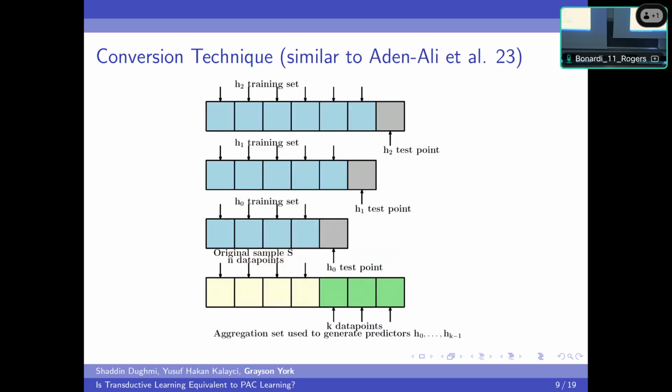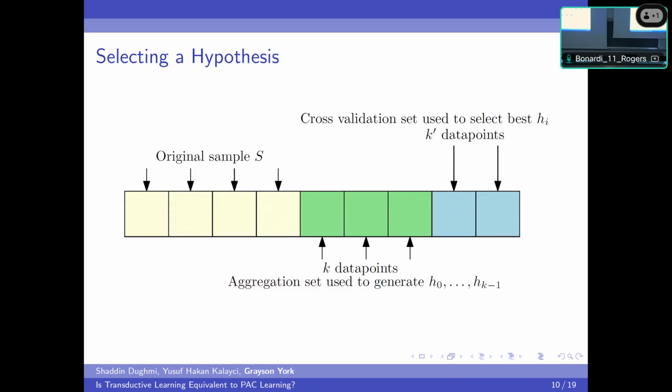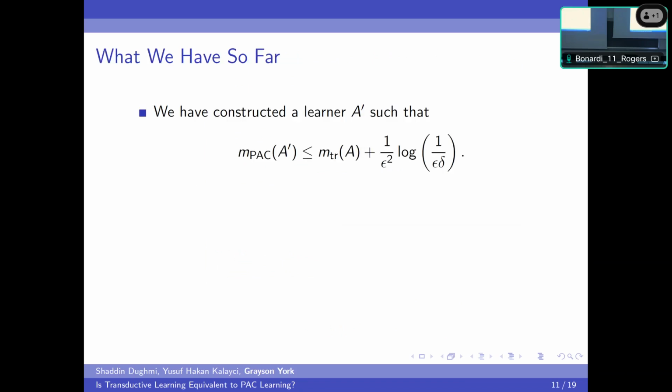This is going to give us a basket of k predictors, which we can then transform into one predictor using a small additional cross-validation set. This cross-validation set is going to allow us to go into each of the k predictors and determine which one is the best, and that will give us a high probability guarantee.